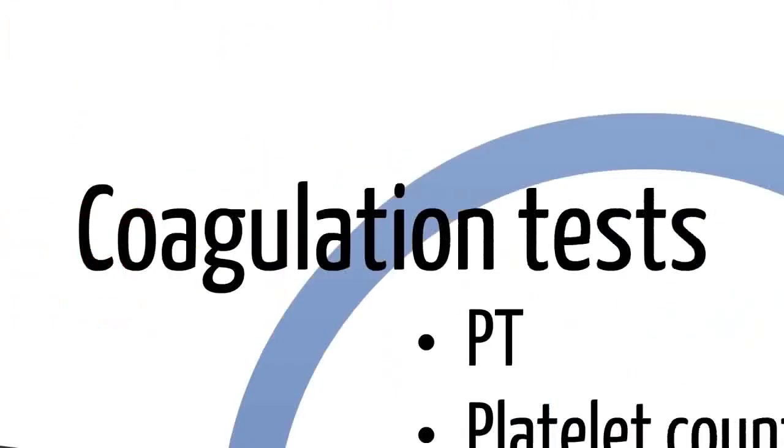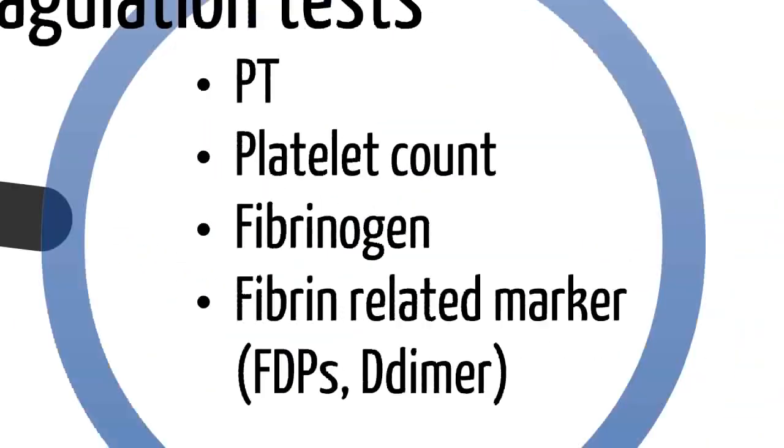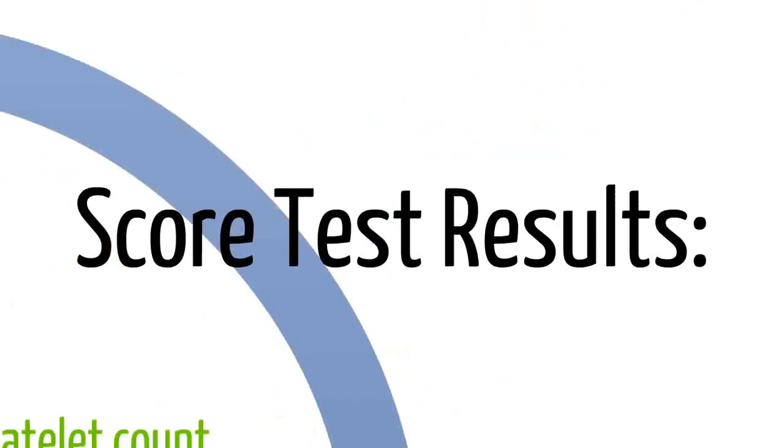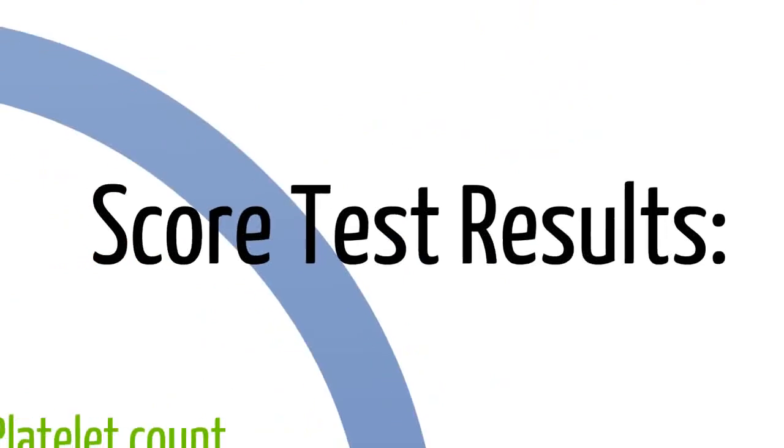However, if the patient does have an underlying disorder that's associated with DIC, you need to obtain coagulation tests. So your PT, platelet count, fibrinogen, and then a fibrin-related marker such as FDPs or D-dimer. So now we have to understand how to interpret the labs that we obtained. So we use a scoring system based on these labs.